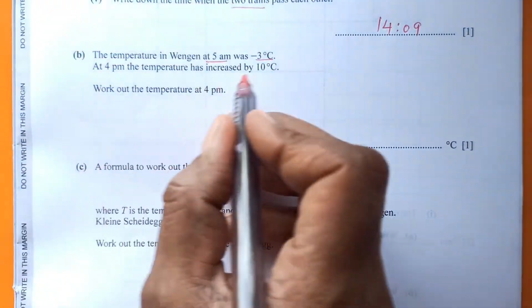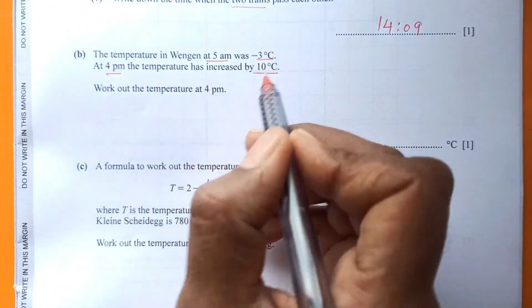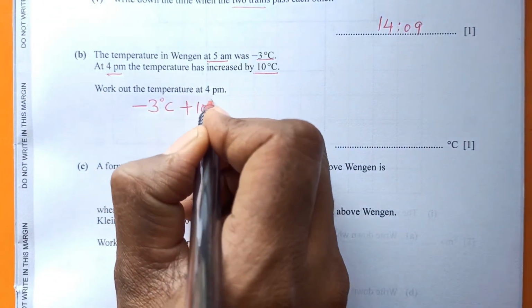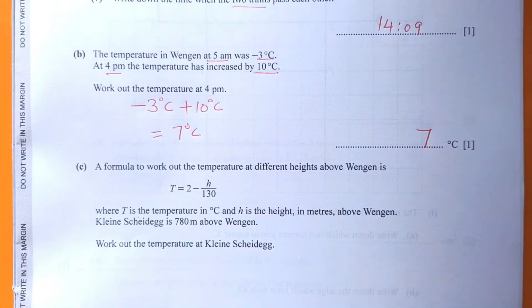The temperature in Wangan at 5 a.m. was negative 3 degrees Celsius. At 4 p.m. the temperature has increased by 10 degrees. So plus 10 degrees. So it will be 7 degrees Celsius. So it will go here.